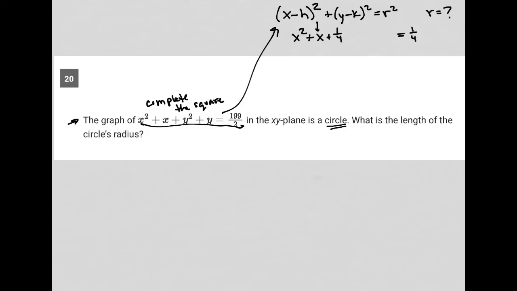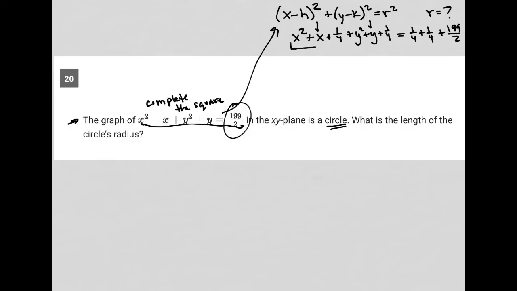Let's take care of the y's. So then I have plus y squared plus y. Same thing. In terms of my y values, the coefficient of this middle term is 1. Half of 1 is 1/2. 1/2 squared is 1/4. So I also add 1/4 here to the left, which means I'm also adding it over here to the right. And then I already had this 199 over 2, right? So I'll just put that there as well.